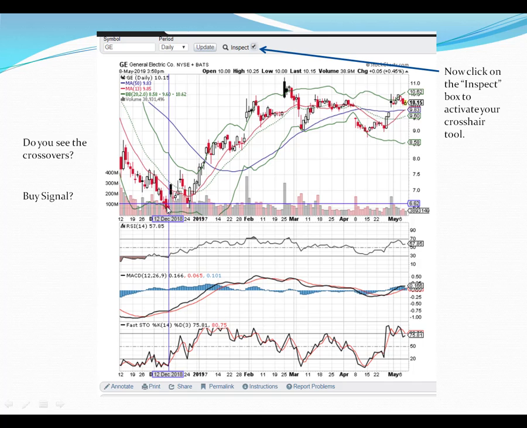So where are our buy signals? These are buy signals right through here. Where are some sell signals? Well, we get a pretty strong sell signal back through here, where the stochastic is high. We see that the MACD has gone bearish on us. This is still a little bit ambivalent, so we're not sure.